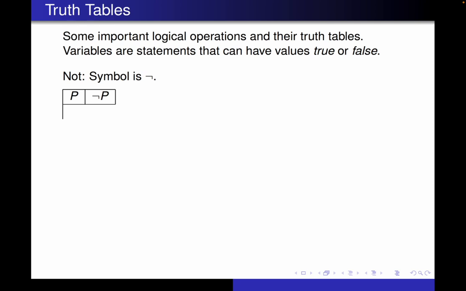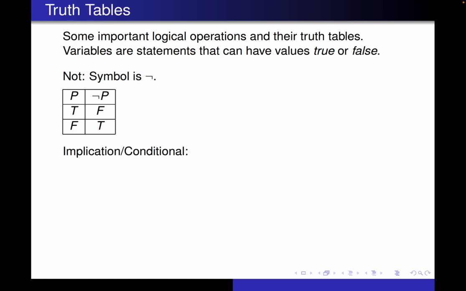That one statement P can be either true or false. If P is true, then not P is false. And if P is false, then not P is true. Remember, not P changes the truth value of P to the opposite of what it starts off with. So if it starts off with true, you get false. If it starts with false, you get true.